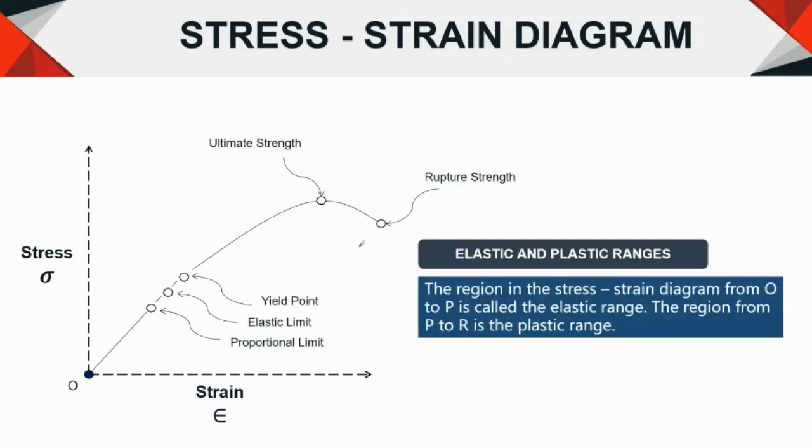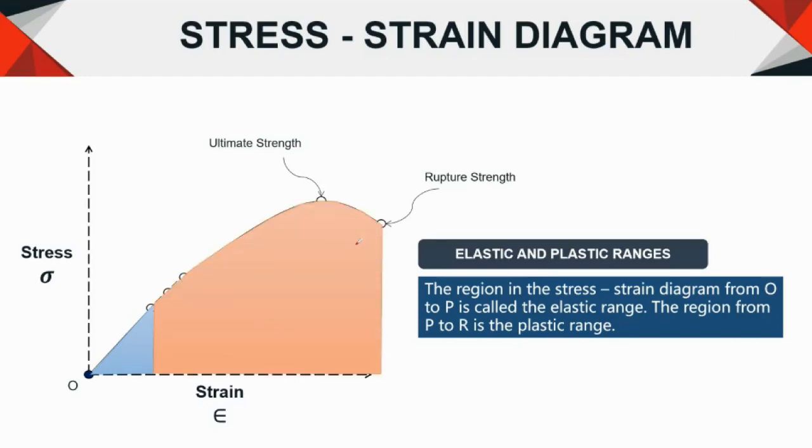Next, meron din po tayong elastic and plastic range. So, dito, the region in the stress-strain diagram from O to P is called the elastic range. Ibig sabihin, dito sa range na to pwede pang bumalik sa dati yung ating shape after ng applied load natin. And then, next region is from P to R naman or yung plastic range. So, plasticity, pwedeng hindi na bumalik sa dating shape once na meron na tayong na-applied na load.